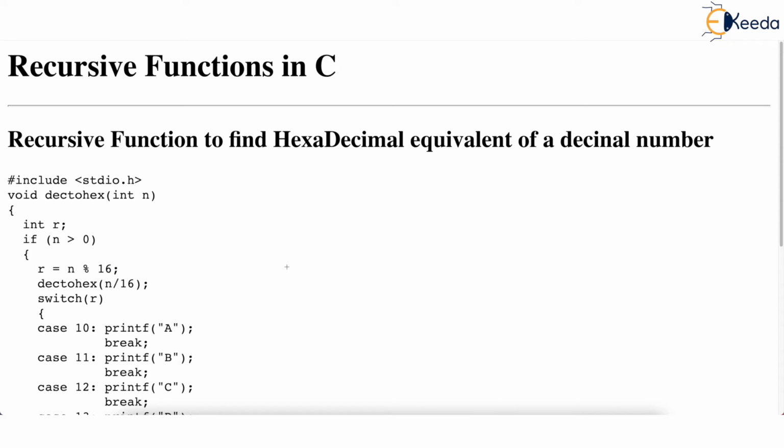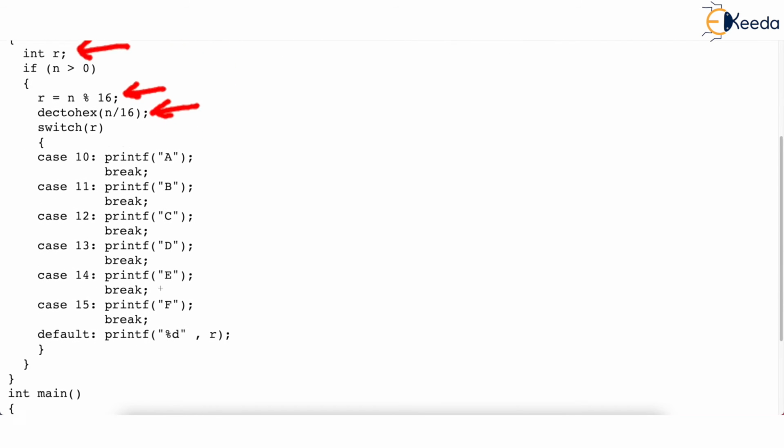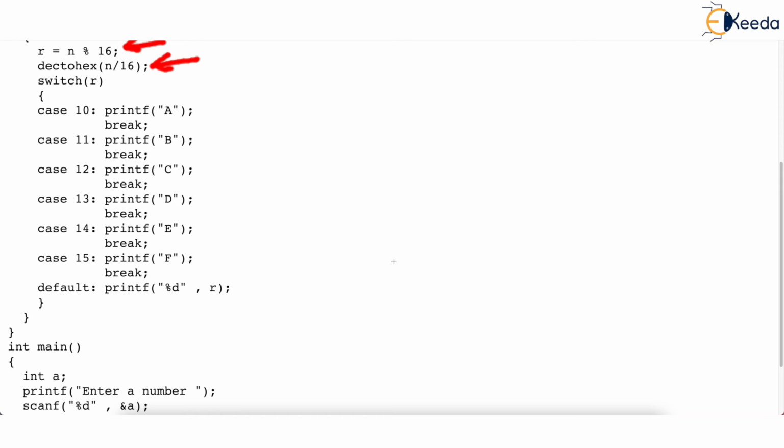And you will see that in this recursive function, if n is 160, as in our example, then we have declared variable r, which will record the remainder, and this is the recursive call with n by 16. But then we have written a switch statement to check, is the remainder 10? If it is 10, print A. If it is 11, print B, and so on. And if it is 15, print F. And if it is neither of 10 to 15, then go to default and print the remainder as it is. And this is the end of switch here. This is the end of if, and this is the end of function.